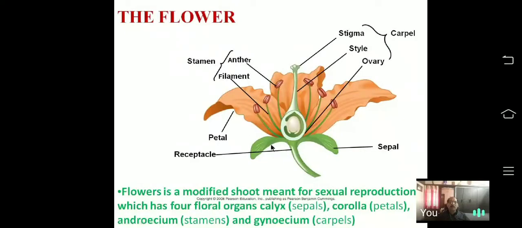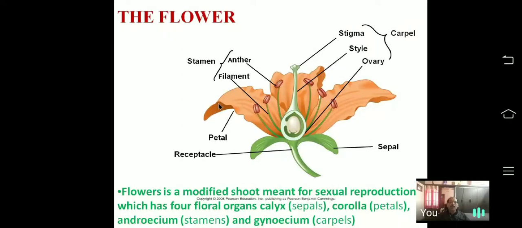The first whorl is the calyx. Its members or units are called sepals. This calyx is generally small sized and green colored like a leaf. It gives protection to the flower in the bud condition.